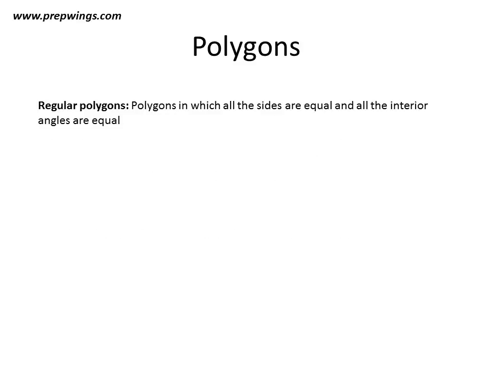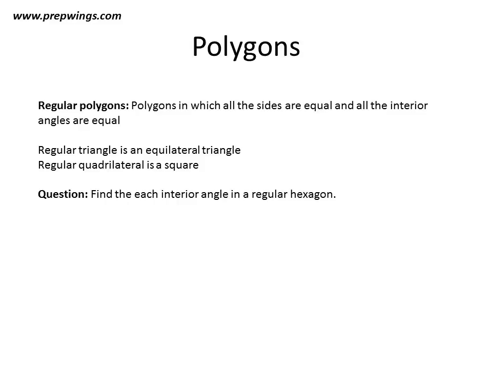Now we look at regular polygons. A regular polygon is a polygon in which all the sides are equal and all the interior angles are also equal. A regular triangle is nothing but an equilateral triangle. Similarly, a regular quadrilateral is a square. Now over here, the question asks us to find each interior angle in a regular hexagon. Now we know the formula for the sum of interior angles in a hexagon. That is given by (6 minus 2) into 180 degrees, which is equal to 720 degrees. So the sum of all the interior angles in a regular hexagon is 720 degrees.